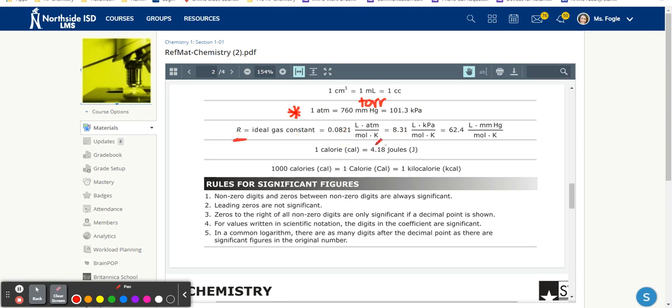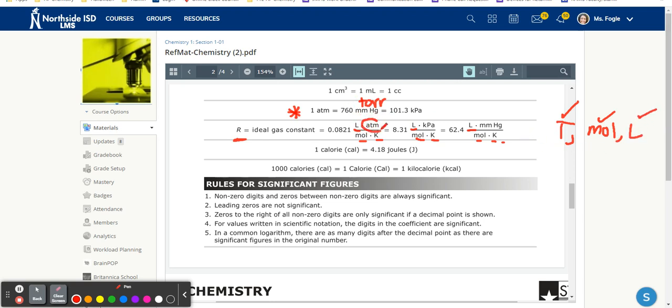So I want to point out to you, they all have this mole K, mole K, mole K. All right, so what that tells you is temperature and moles aren't going to really change. As long as you are in Kelvin and moles, you're fine with those two. Then you also notice we have liters, liters, liters. So that means that volume is also never going to change.